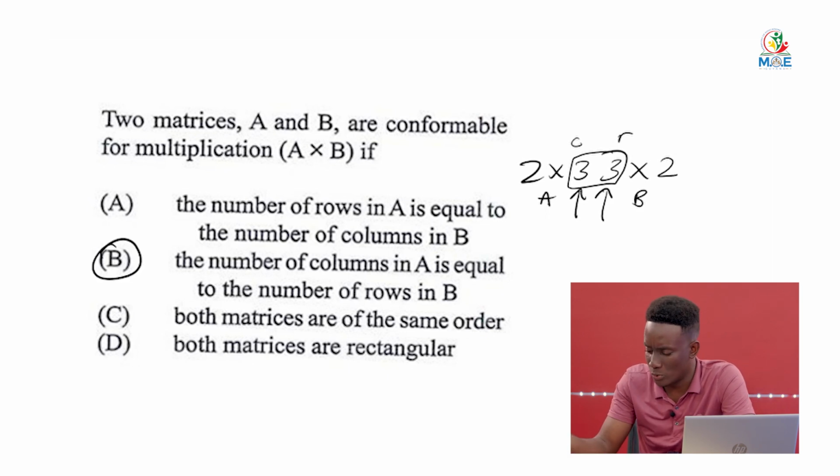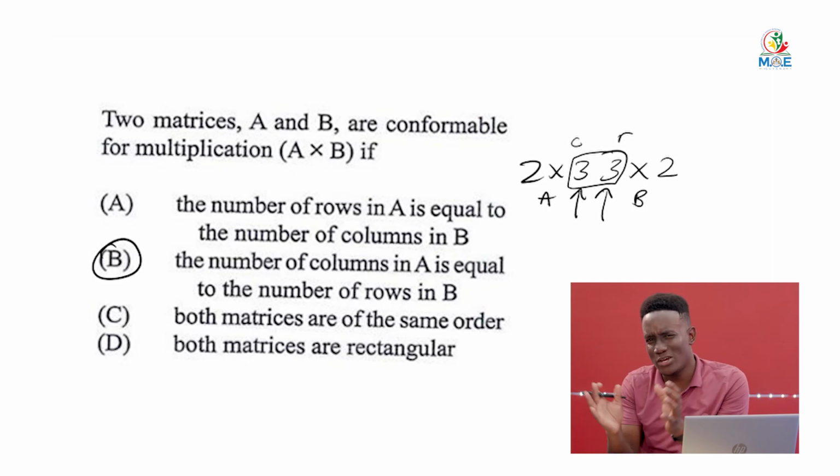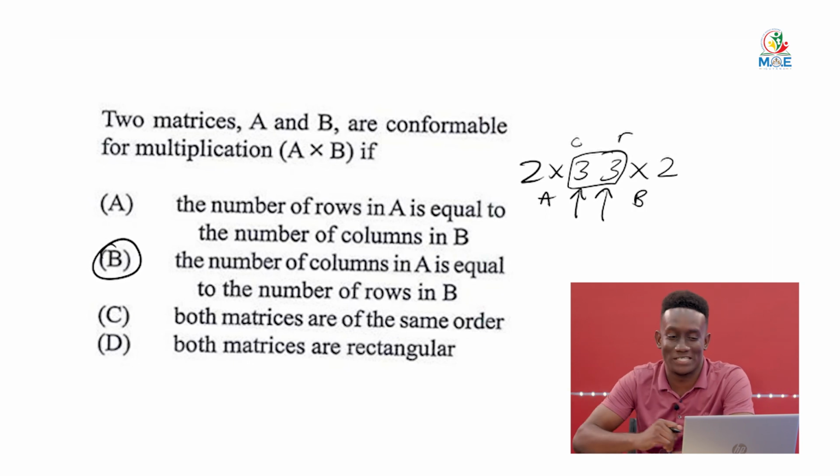Let's go through the other options though. Both matrices are of the same order. Nope. Both matrices are rectangular. Nope. So the answer is B. So a nice thing to do was put down an example, state the order of the two matrices, and then read the statements looking at your example.